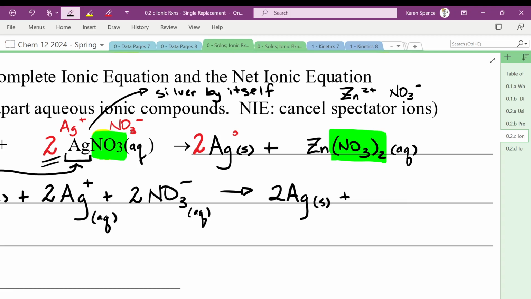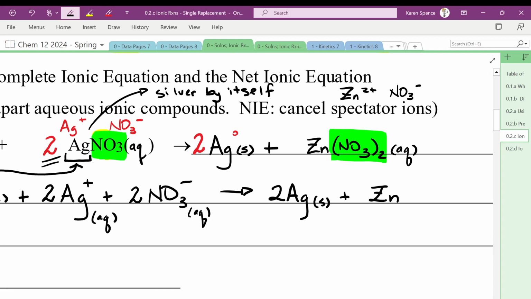Zinc nitrate aqueous. Do I need to keep it together or do I need to split it? Split it. Why do I split it? Because it is both ionic and aqueous. So I'm going to split it apart.